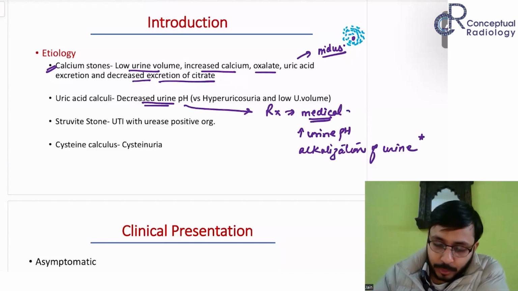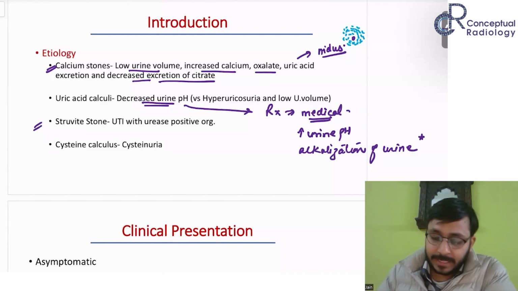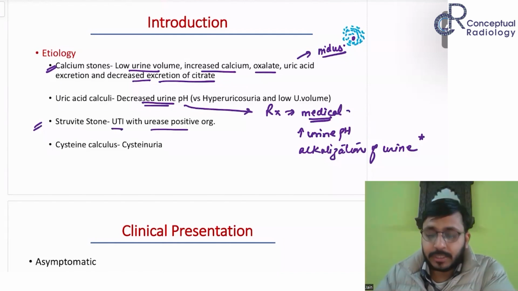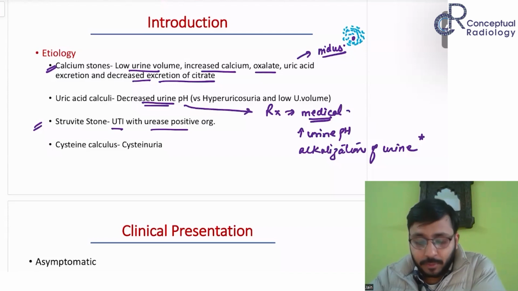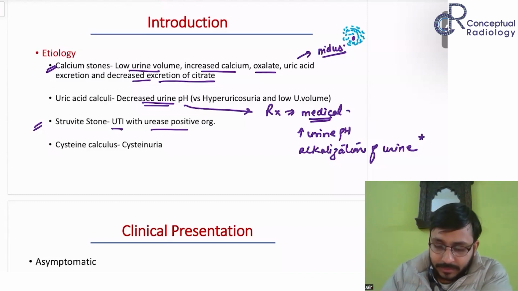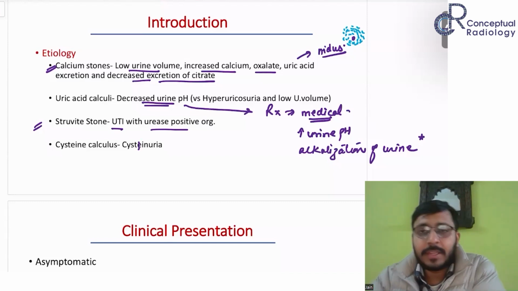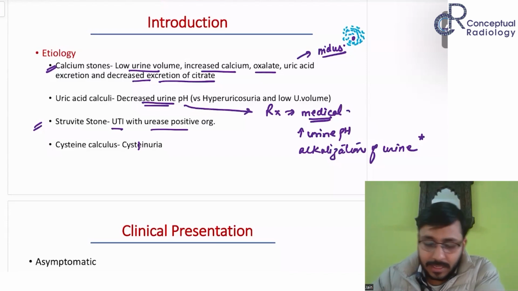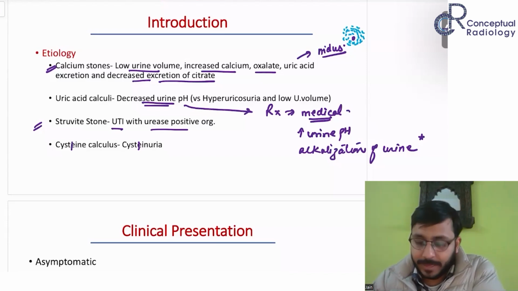Okay, a very, very important pointer to know: uric acid stones are precipitated by low urine pH. Now, struvite stones, we know from our PG preparation that UTI with urease-positive organism is a risk factor for struvite stones. And again, cysteine stone, cystinuria is a risk factor. So the spelling of cystinuria is wrong. So you cut off the E. Take it as cystinuria, cysteine stone formation.